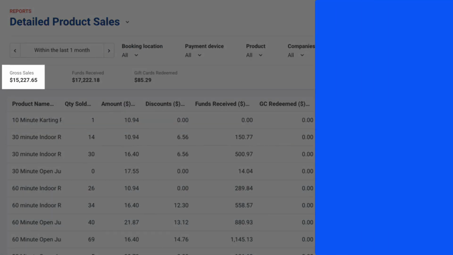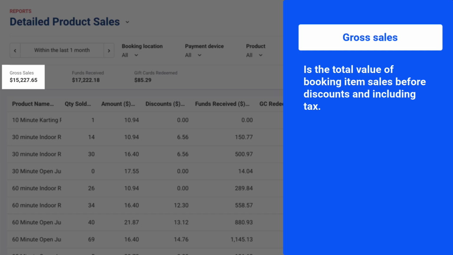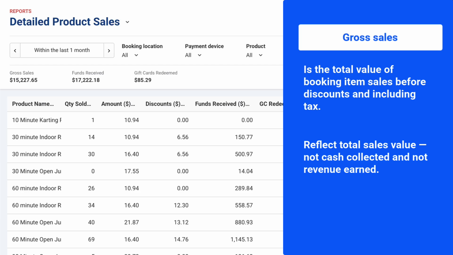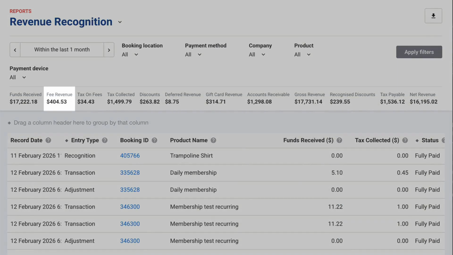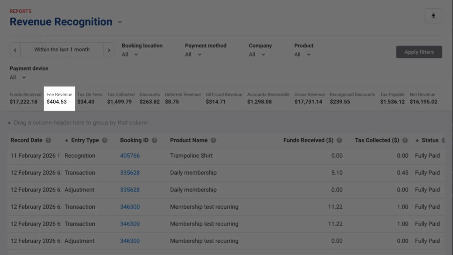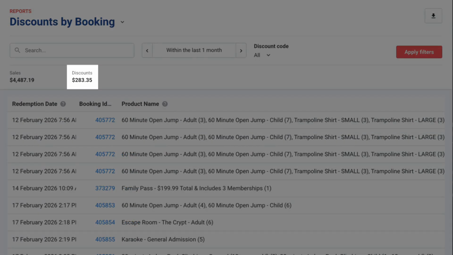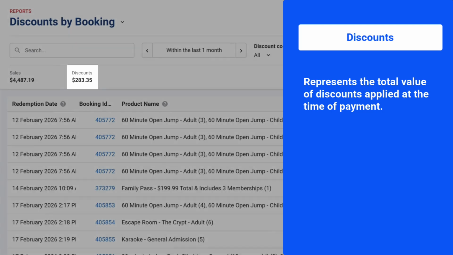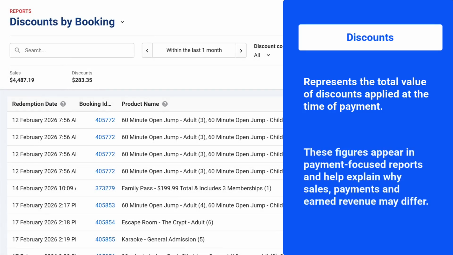Gross sales is the total value of booking item sales before discounts and including tax. Gross sales reflects total sales value, not cash collected and not revenue earned. Fee revenue is the total value of fees collected on funds received. Tax collected represents the total value of tax collected on funds received. Discounts, in a payment context, represents the total value of discounts applied at the time of payment. These figures appear in payment-focused reports and help explain why sales, payments, and earned revenue may differ.